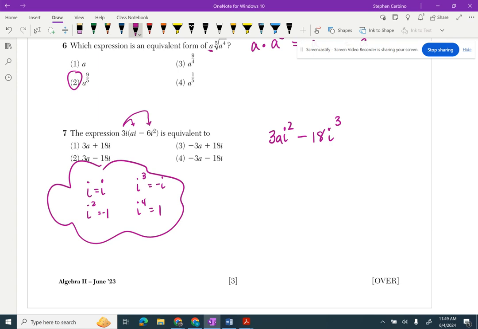So since i squared is -1, we have 3a times -1 minus 18 times -i. Then we just have to deal with some sign issues, right? So we have a negative times a positive. That's going to be -3i. We have a negative times a negative, which gives us positive 18i. So we have -3a plus 18i, choice 3.